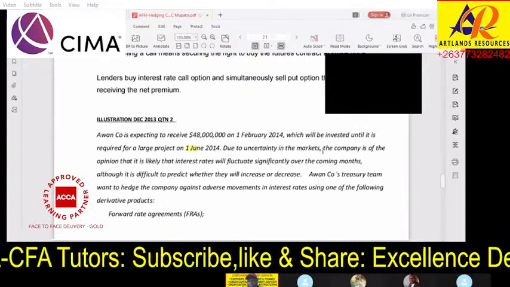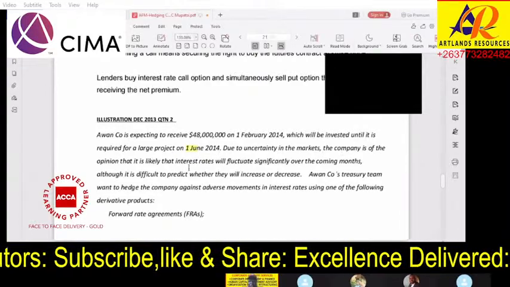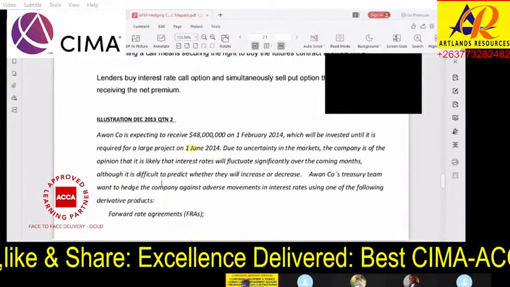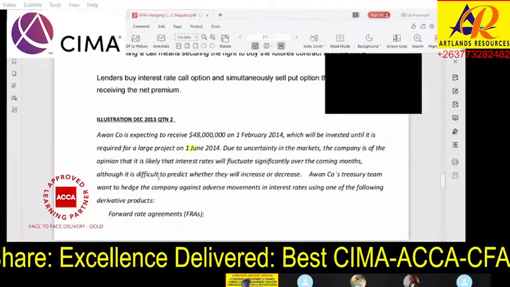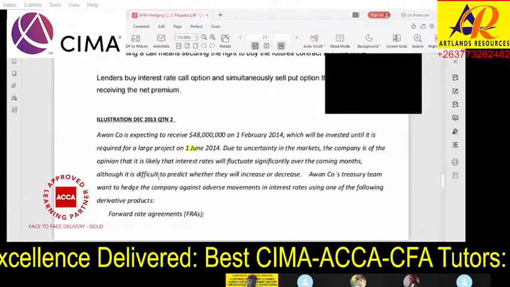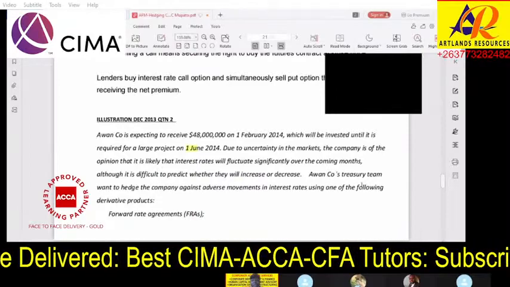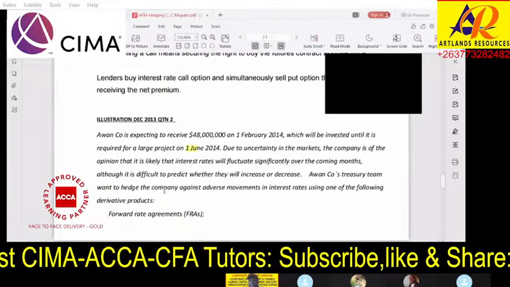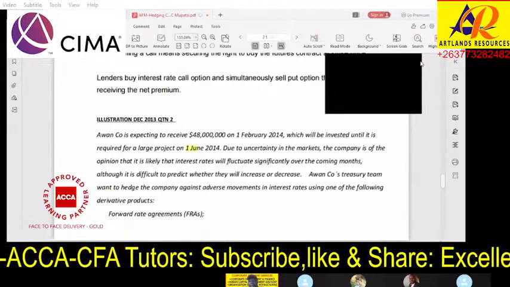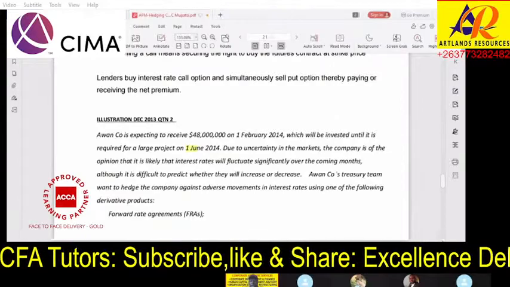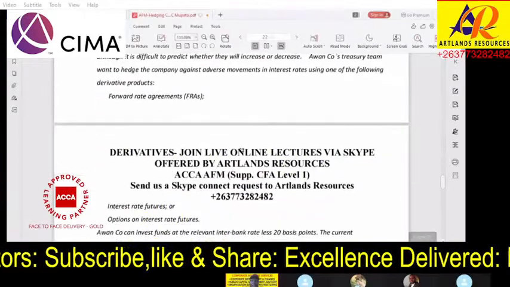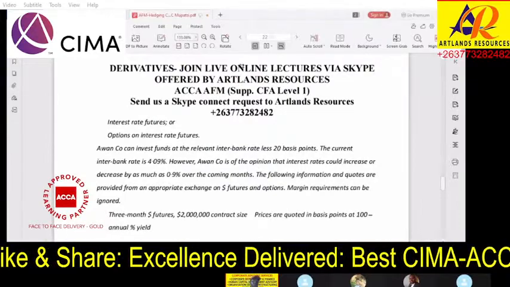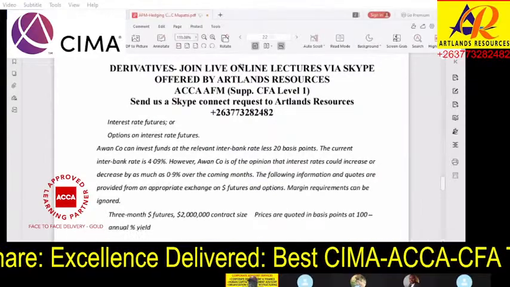Due to uncertainty in the market, the company is of the opinion that interest rates will fluctuate significantly over the coming months, although it is difficult to predict whether they will increase or decrease. Our company's treasury team want to hedge the company against adverse movements in interest rates using one of the following derivative products. So they want to hedge either using forward rate agreements, or interest rate futures, or options on interest rate futures, meaning you have to choose whether to go to option or to sell on a futures market.